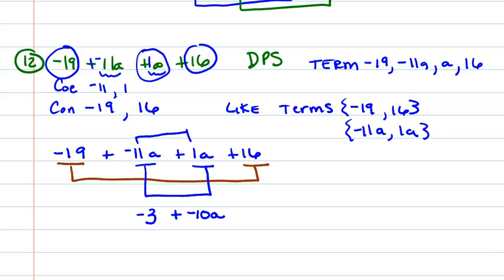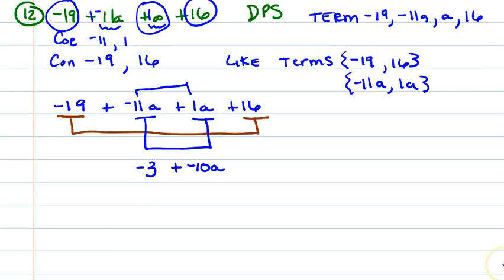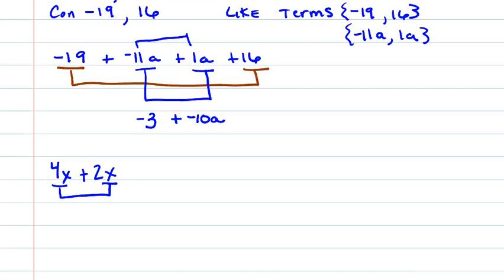Let's look at another example. Let's say I have 4x plus 2x. Well, let's pretend x stands for xylophone. So I have 4 xylophones plus 2 xylophones. These are like terms. I can hook them up. If I add the coefficients, I get 6. And I now have 6 xylophones. So that would be my expression simplified.